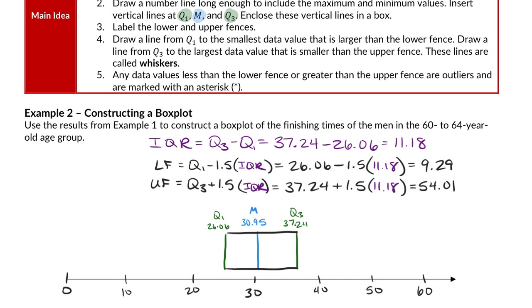It says then to label the lower and upper fences. So I'm going to take the lower fence of 9.29 and I'm going to draw like a little bracket. This is the lower fence of 9.29. Then I'm going to draw in the upper fence, which we found to be 54.01. This is the upper fence.